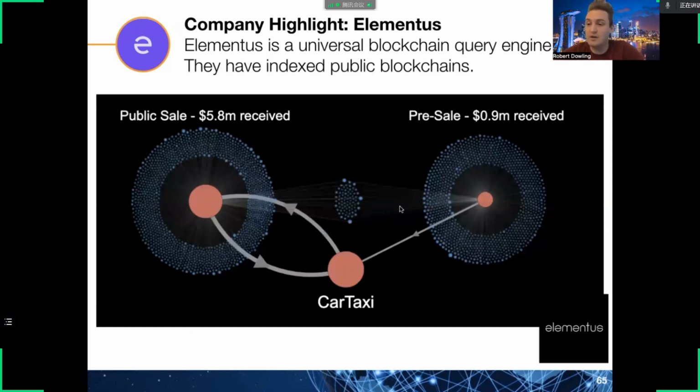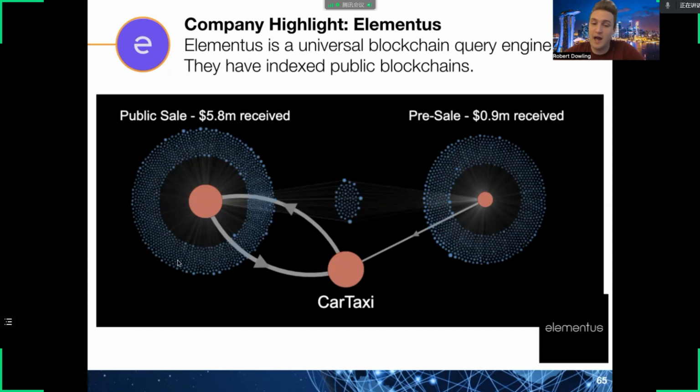And the truth of the matter is they actually raised $1 million in the first round. We know the smart contract sends money to the wallets associated with the people that set up the smart contract. All these little blue dots are the third-party addresses that are investing in this ICO. So you can see the blue dots send the money into this red smart contract. This sends the money to the Car Taxi wallet.